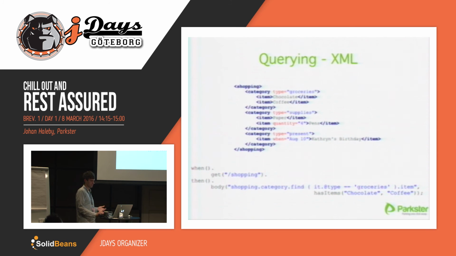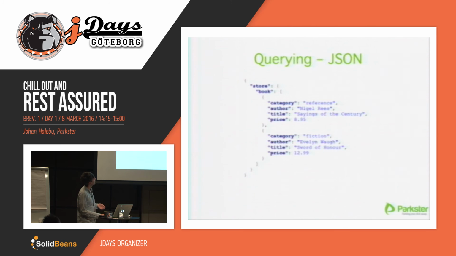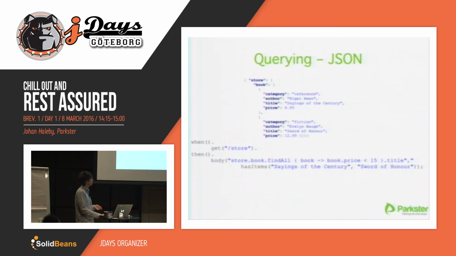And this works similarly for JSON as well. So here, for example, we find all the books that have a price less than 15, and we want to get the titles out of those books. So this is how we can do that. It's similar to XML. Or, for example, you can get the price of the cheapest book by using something called the min function.